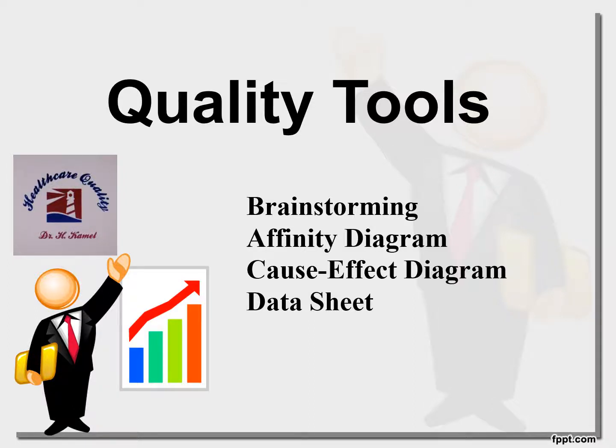This is the fifth video in the series Quality Improvement Workshop, in which we will talk about 4 quality tools: Brainstorming, Affinity Diagram, Cause-Effect Diagram, and Datasheet. During the real workshop, we usually divide the trainees into groups and make hands-on practice on different tools.